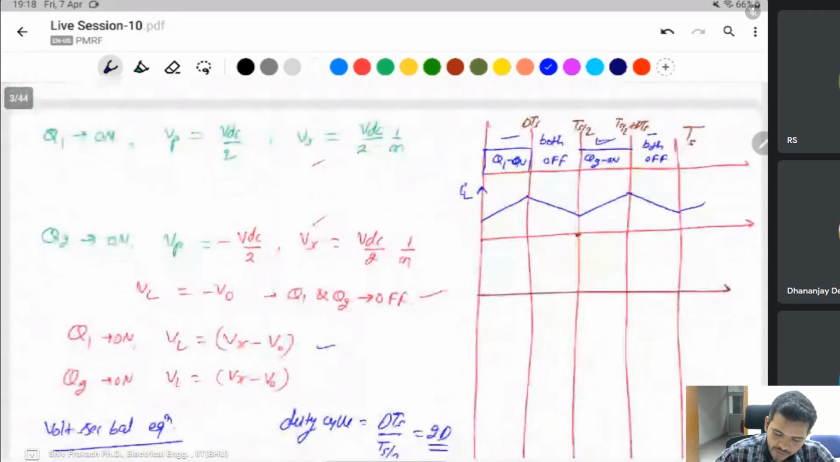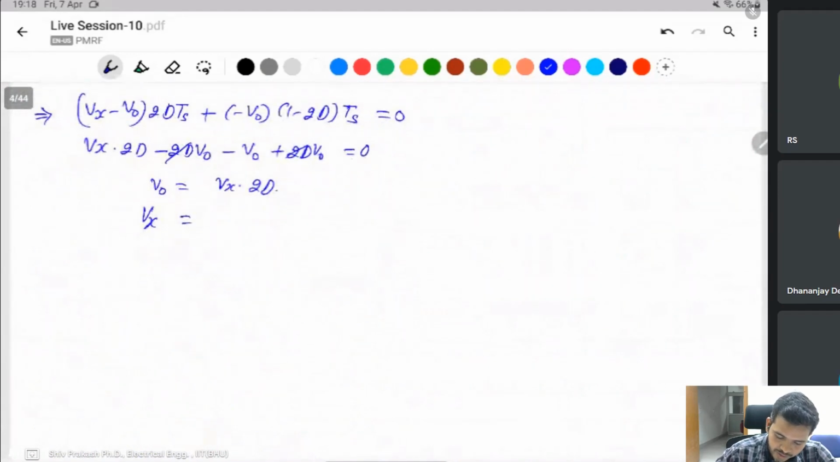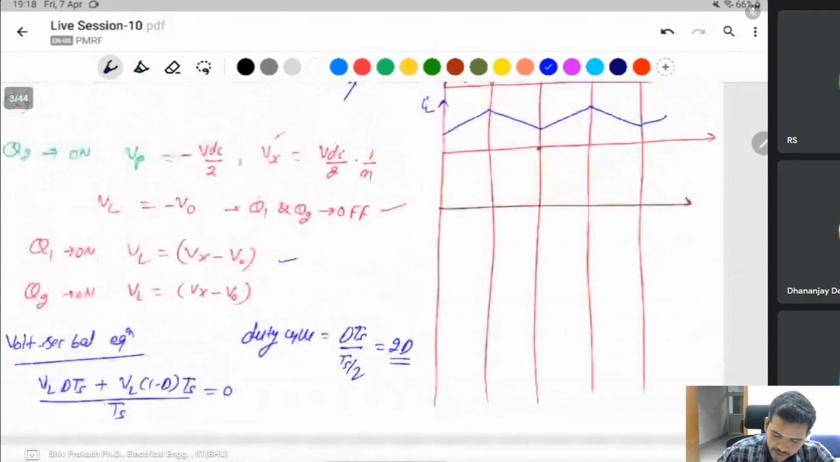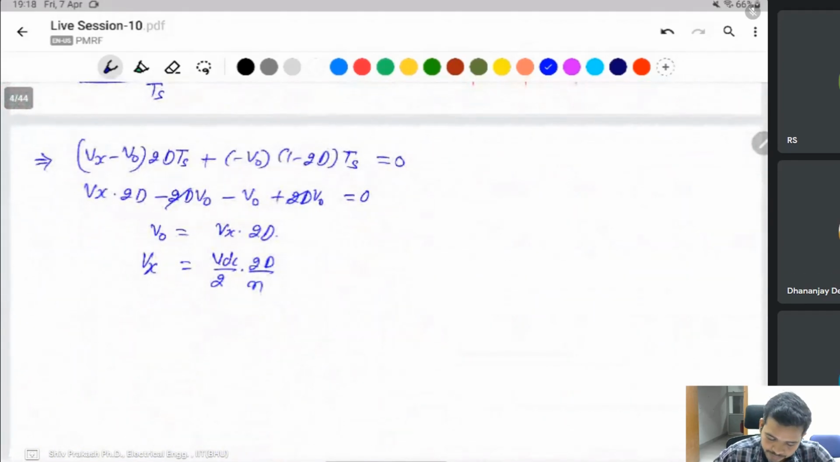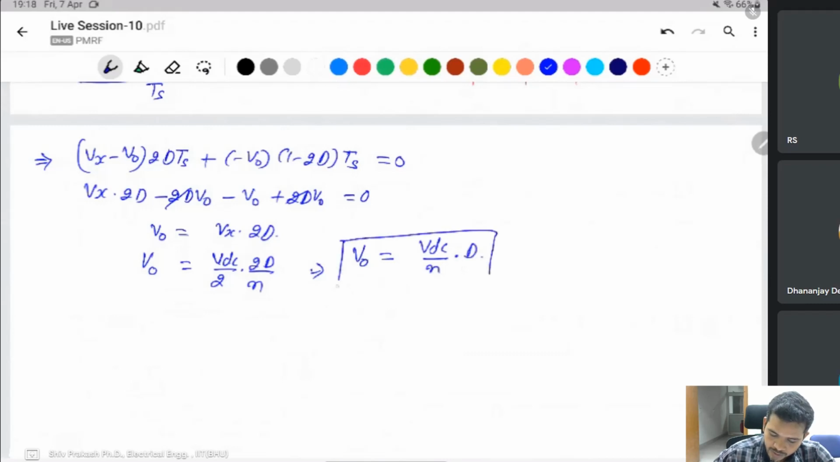Vx in both conditions is Vdc by 2 into 1 by n, because of the turn ratio of the transformer. So this V naught, the output, is Vdc by n into duty cycle. The same thing if you apply it for a forward full bridge converter, then Vx is Vdc only, not Vdc by 2, and that time the output voltage is 2d into Vdc by n.